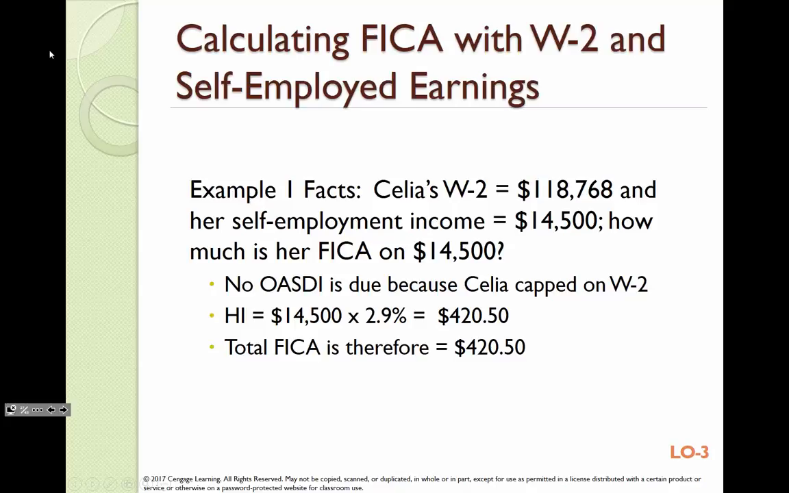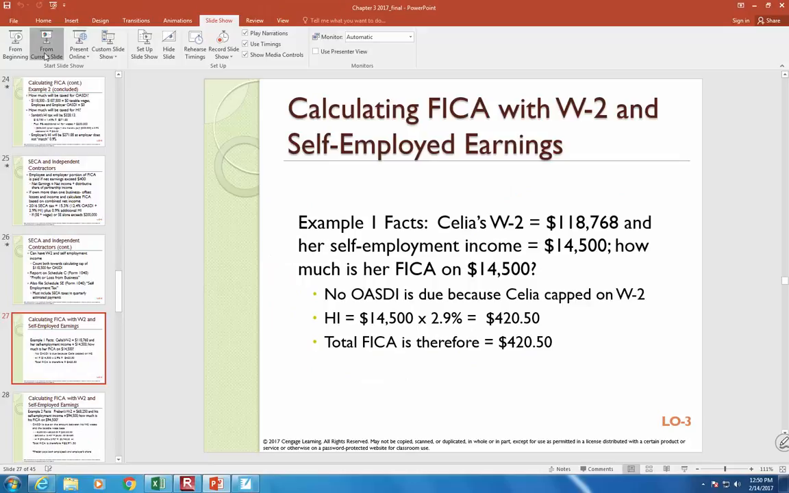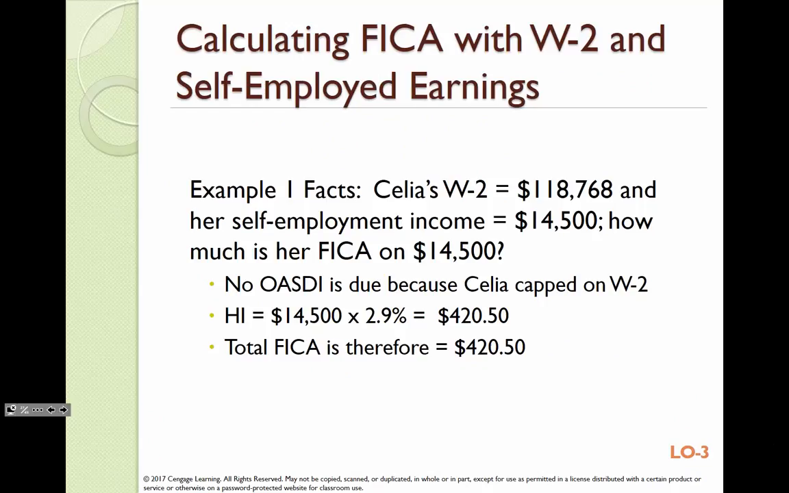Okay. 118,768. Just write these facts down. W-2 equals 118,768. And we'll just abbreviate it, call it SE income, capital S, capital E, and that's what we actually say in the business world too. SE income means self-employment income of $14,500. And my question to you is, how much is FICA on her self-employment income?